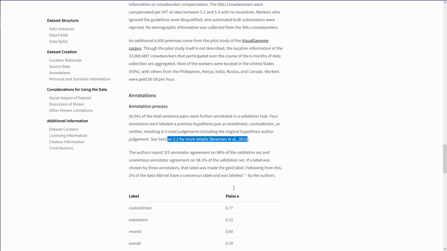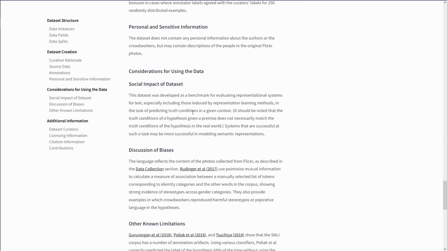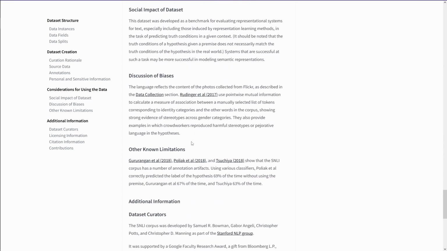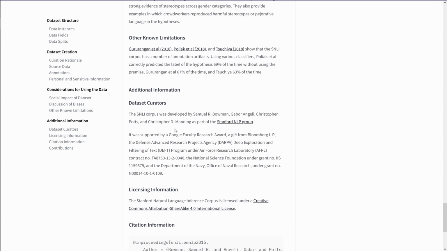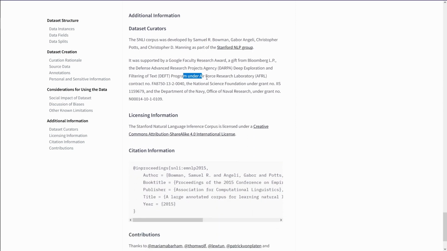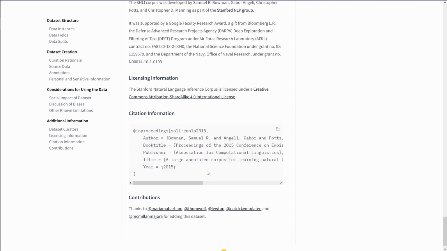2015, label, entailment. Social impact of the dataset, discussion of the bias of the datasets, limitations of the dataset. Somebody already looked at the dataset and told you what are the limitations of this dataset. Dataset curators, currently by the Stanford NLP group. And it was sponsored by this one. And then you have the citing information if you use this dataset. And here we have it, the year is 2015. So this is a dataset that was created 7 years ago.